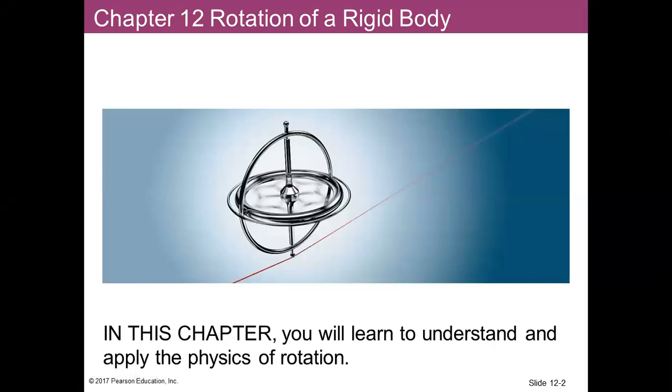Hello everyone. In this chapter, chapter 12, rotation of a rigid body, we learn and understand the physics that involves rotation. So I've split this chapter into different small concepts so that you can have an understanding. You need to understand the concepts involved and the quantities that are involved, whether the object is rotating at a constant speed or it is rotating at a constant angular acceleration.